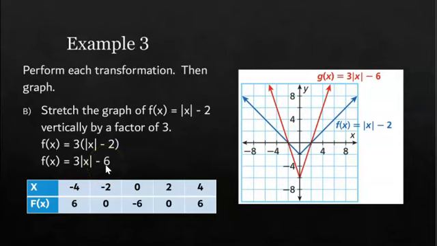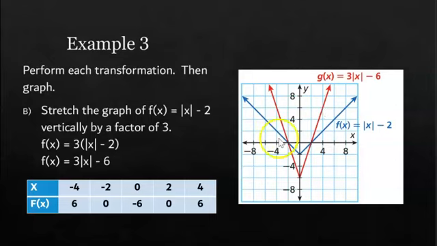Now, like I said, I definitely recommend making a table of values for this. I just picked any x values I wanted. I did -4, and I got -4, 6. So I graphed that point here, and then -2, 0, and then 0, -6, and 2, 0, and 4, 6. But you can pick any x values you want.